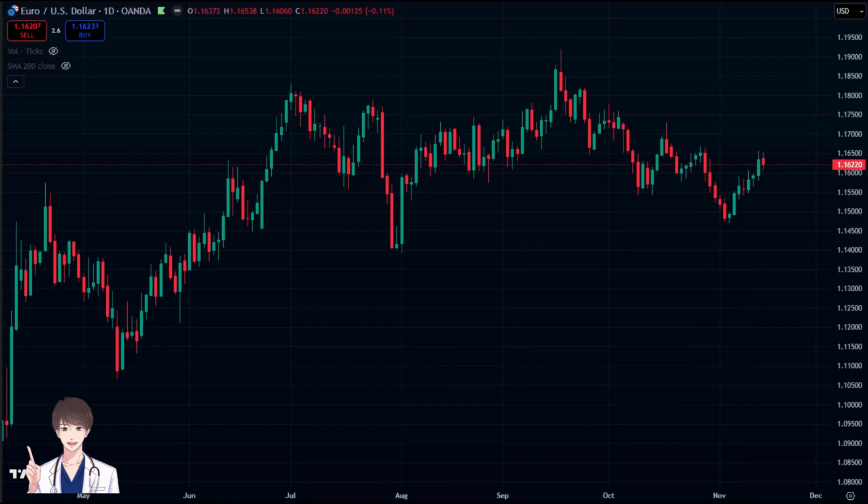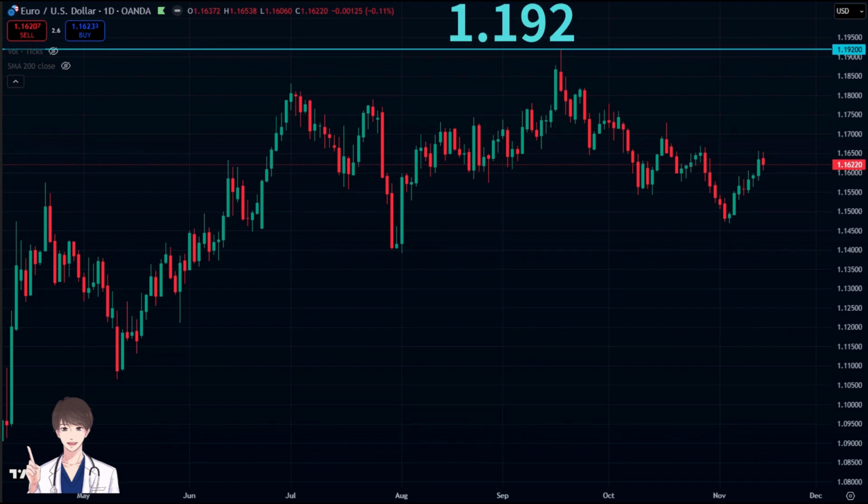Now, let's take a look at the daily chart. Here, we focus on recent price action. Although no clear trend is visible, price had been making lower highs and lower lows since the September 17th high at 1.192, forming this red descending trend channel.